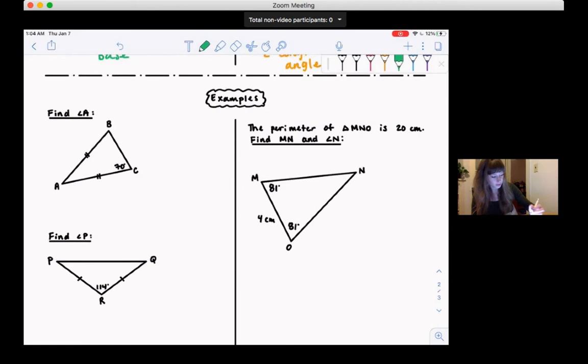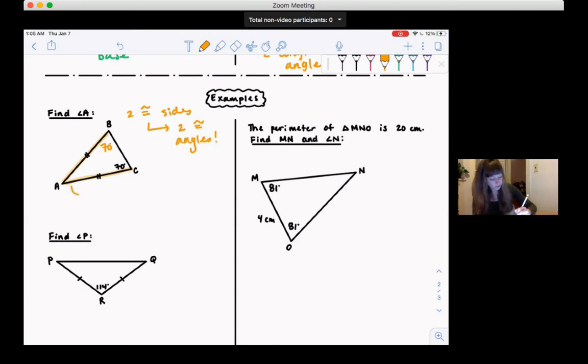Our first example here is going to have us find the measure of angle A. So we might notice right away that this is an isosceles triangle. We have two congruent sides. So that means that there are two congruent angles. That's the isosceles triangle theorem. So this angle is a base angle, it's 70. That means that this angle, which is the other base angle, is also 70. Okay, so we filled that in by the isosceles triangle theorem.